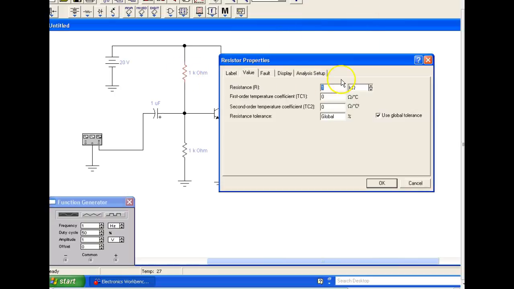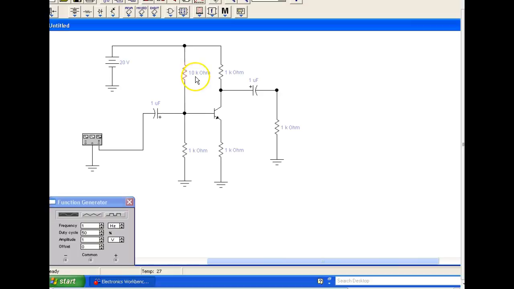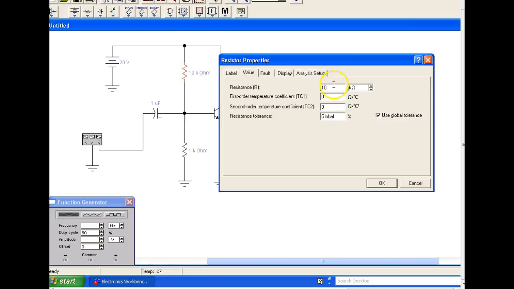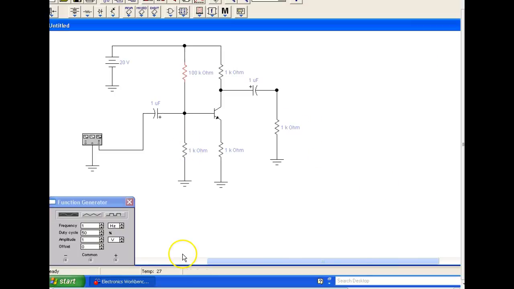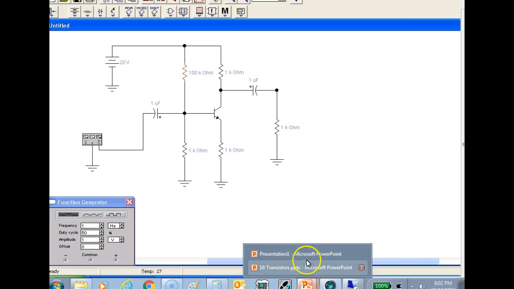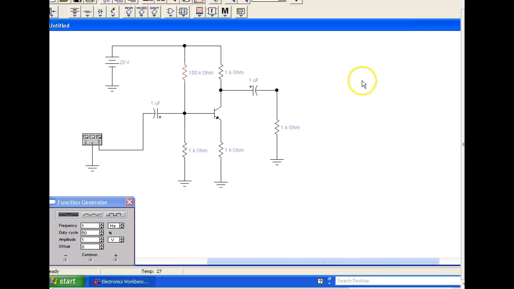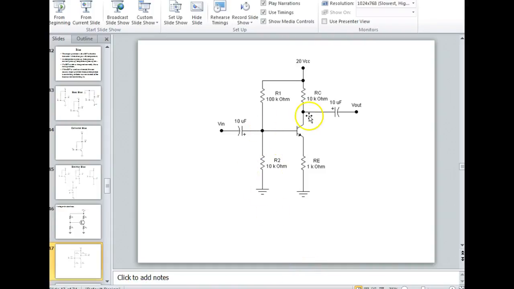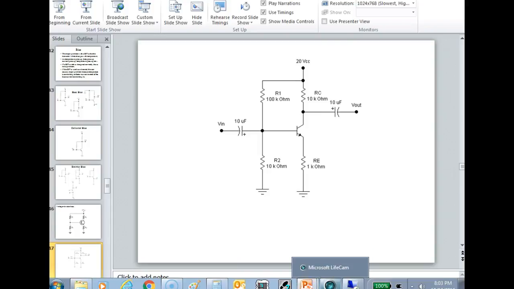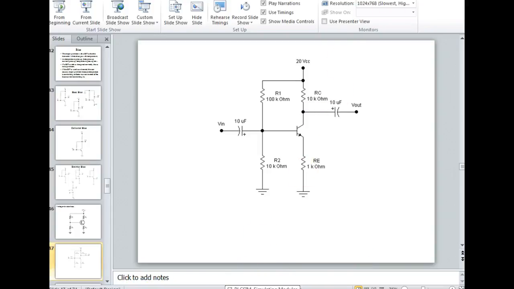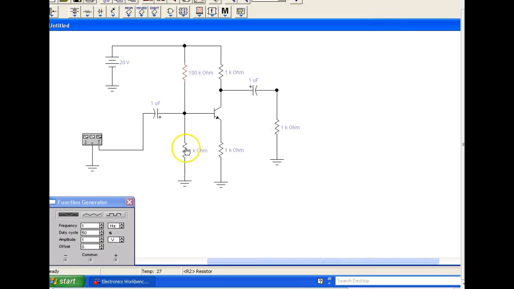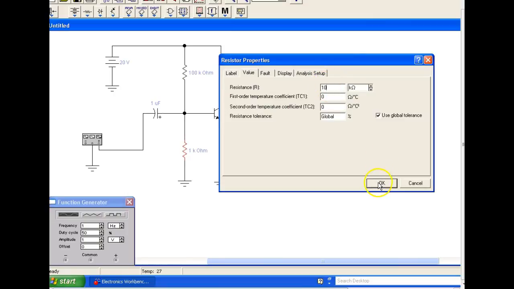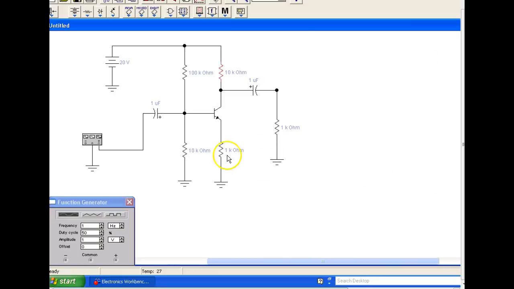This one up here was supposed to be a what? Y'all remember? Wasn't it a 10K? Or no, it was 100K. We'll go back and look at it to make sure. So 100K, 10K, 10K, and 1K. Now this is a very poorly designed amplifier, but it's good enough for demonstration. So 1K down here, we have 10K, and up here we have 10K. And then down here I have 1K.